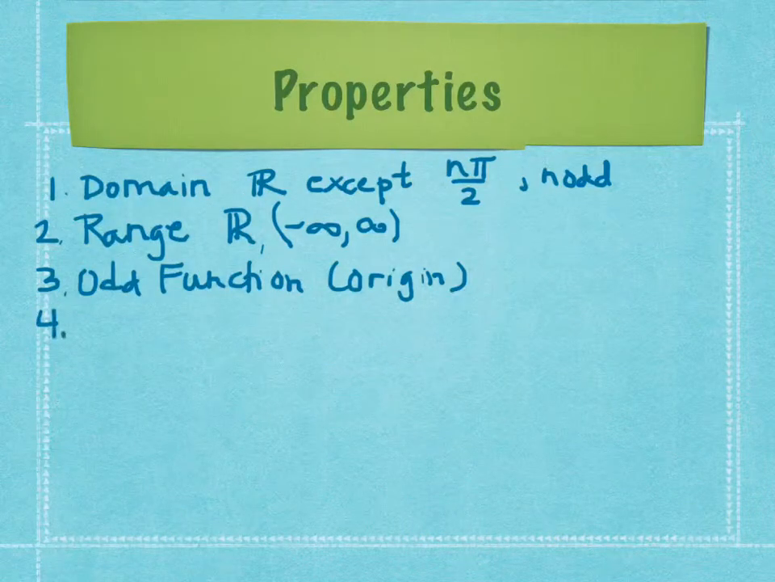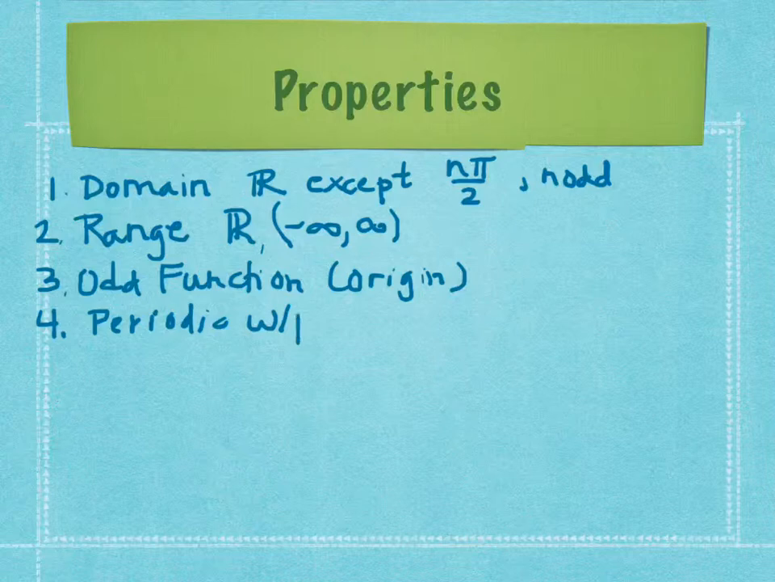The fourth thing is, of course, that this is periodic. It has a period, in this case, of pi. Not 2 pi, but pi. So my period is actually pi for tangent. It goes from -pi/2 to pi/2. That full length is pi.